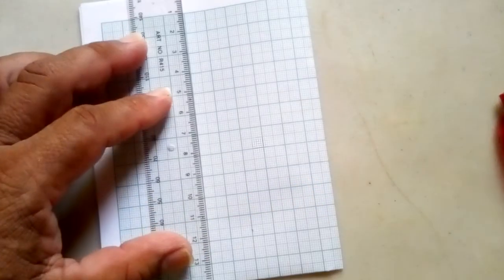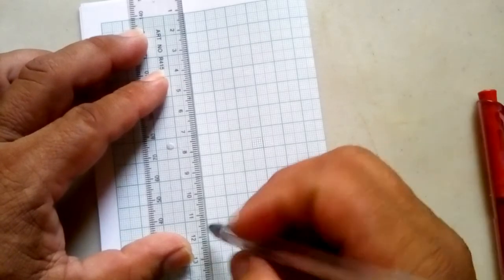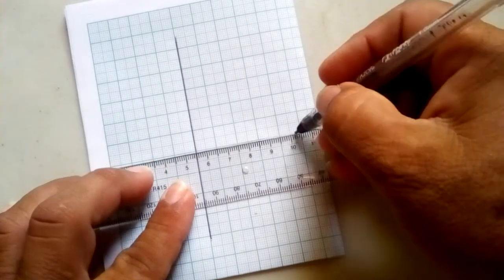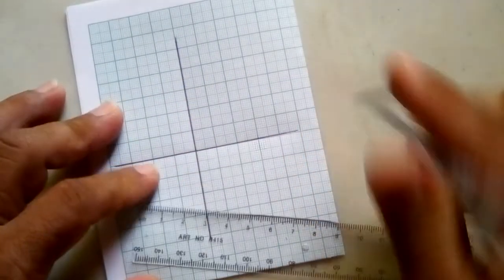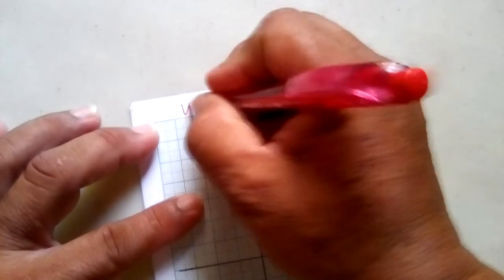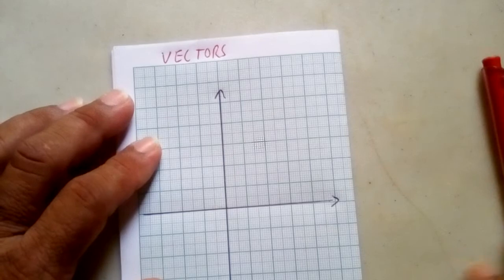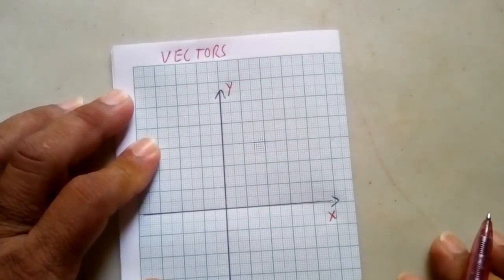So I'm going to put here my graph. I draw my line this way, and I draw another line this way. I'm going to put an arrow in this direction and in that direction as well. So here we're going to be looking at vectors. This is the x-axis, this is the y-axis.